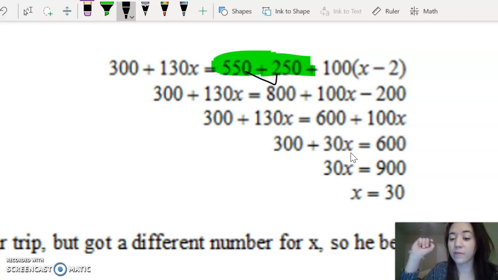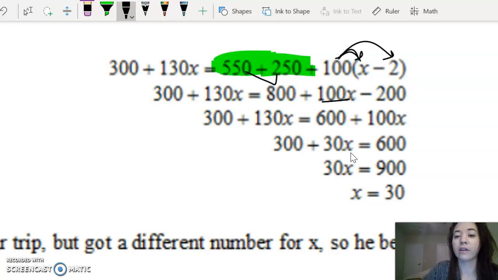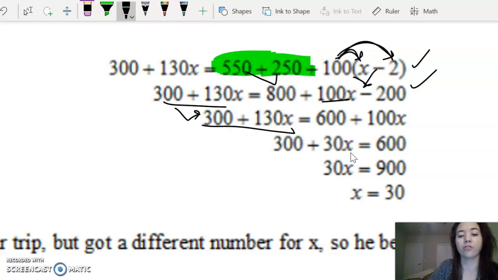The next thing here is we have a number outside of our parentheses, so we can distribute. 100 times x is 100x minus 100 times 2 is 200. So he distributed that right. So we're good here and we're good here. Now let's look at the next one. So again, he kept this side the same, 300 plus 130x, 300 plus 130x. So that checks out.